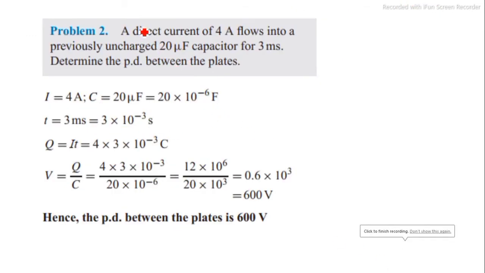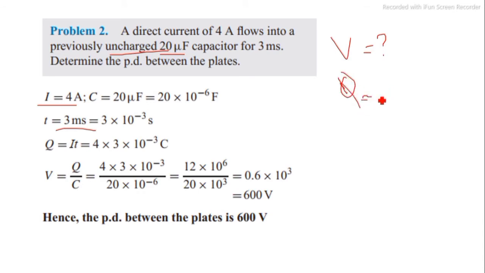So let's move to the next example. A direct current of 4 ampere flows into a previously uncharged capacitor. So the capacitor was uncharged previously. The capacitance of the capacitor is 20 microfarad, that's 20 times 10 per minus 6 farad, for 3 milliseconds. So the time it flows is 3 milliseconds, that's 3 times 10 per minus 3. You have to determine the PD between the plates. You have to calculate the voltage between the plates. To know the voltage, you're going to use your V. Now your Q is what?